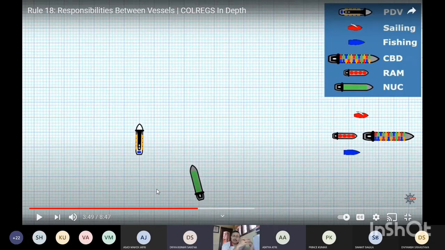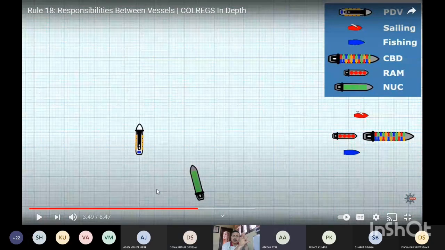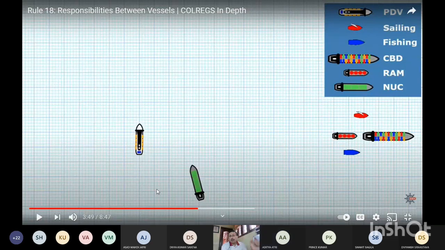Because she is overtaking, Rule 13 applies here. Correct, absolutely right. So please remember, except where Rules 9, 10, and 13 otherwise require. I just started my class with that. And Rule number 13 says any vessel overtaking any other shall keep out of the way. Any vessel. So in this case, NUC will keep clear of the power-driven vessel because she's a faster vessel. That's why.